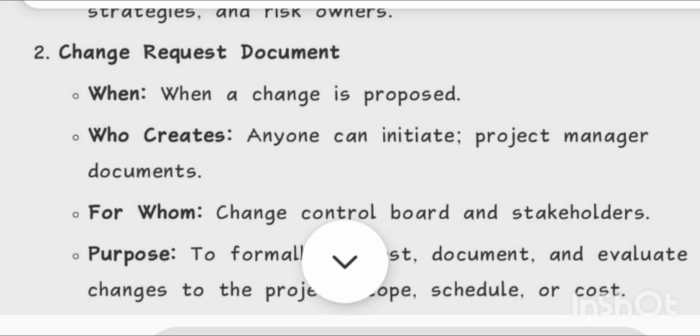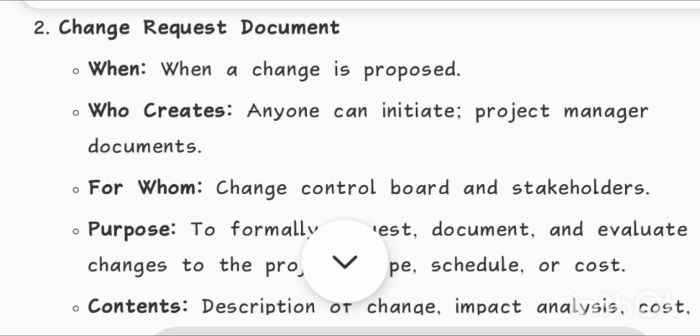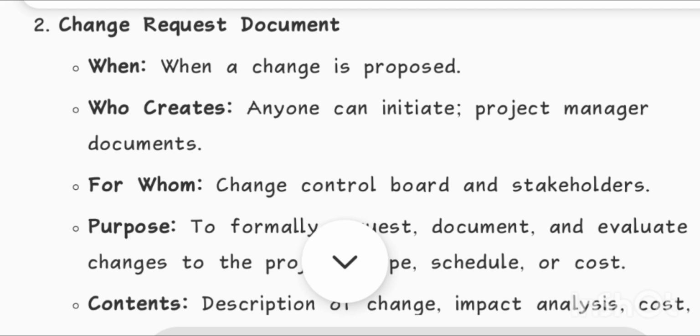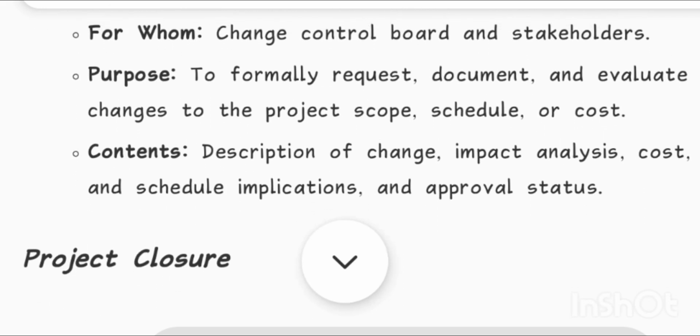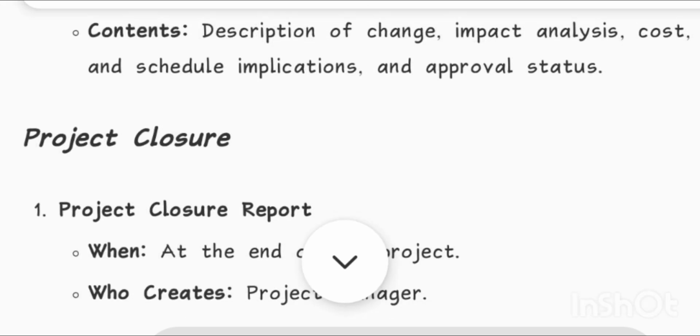2. Change request. When? When a change is proposed. Who creates? Anyone can initiate; the project manager documents. For whom? Change control board and stakeholders. Purpose: to formally request, document, and evaluate changes to the project scope, schedule, or cost. Contents: description of change, impact analysis, cost and schedule implications, and approval status.